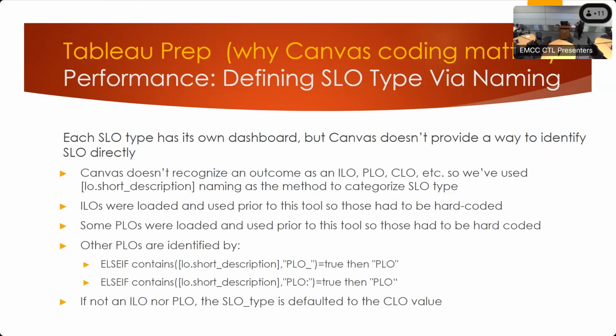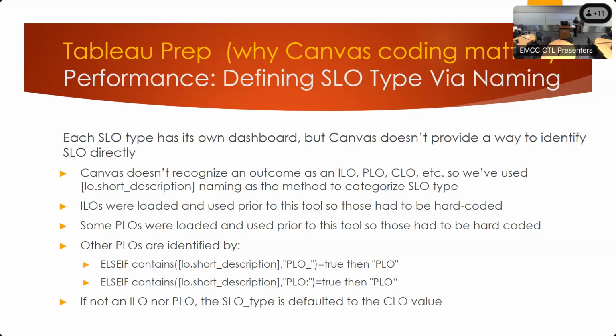sometimes when we first started, we didn't have consistency, and that's minor. I didn't request consistency. Sometimes we had a PLO underscore, sometimes we had PLO colon. I had to build both into the code. And then I went with the default. If it's not an ILO, if it's not a PLO, I went with the assumption of default of it as a course learning outcome, or CLO. Forcing the coding right off the bat.